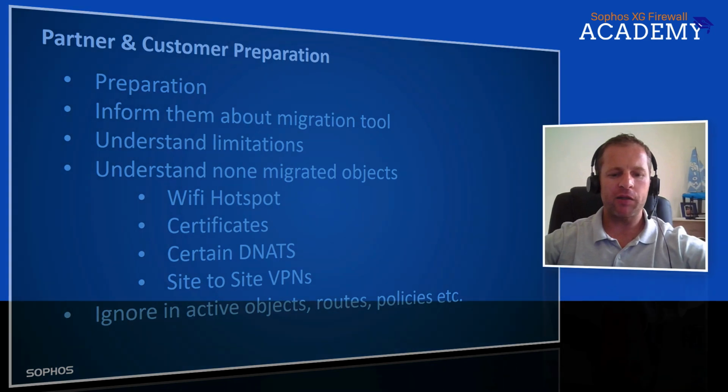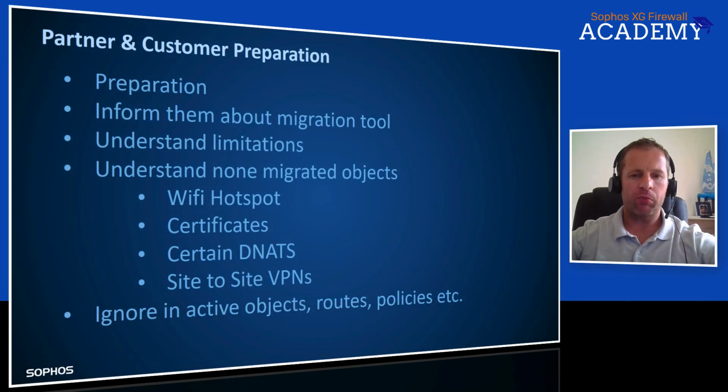What I mean by that is that the SG does have some features that are not available in XG as such, but most of it is. But if there are limitations, just make sure you understand what those are. Then we had to look at what objects are not being migrated. Just some examples of that was the Wi-Fi hotspots portal, for example.